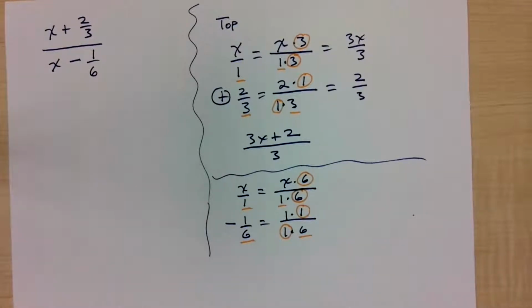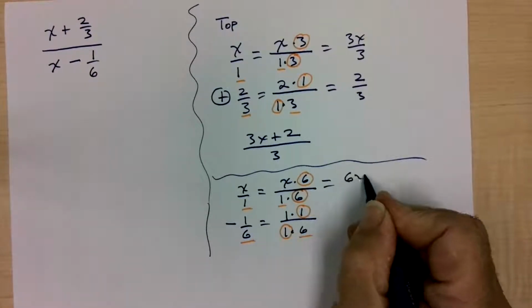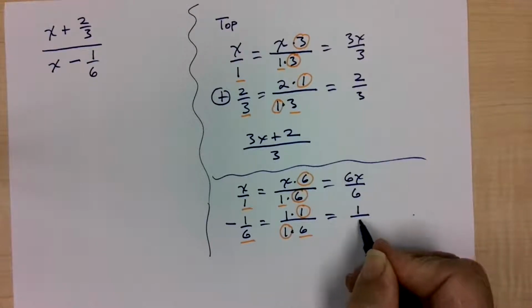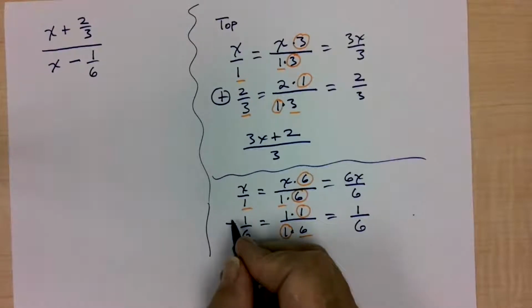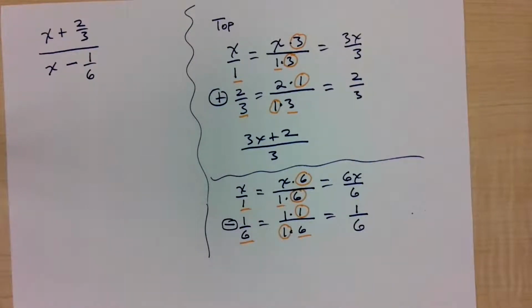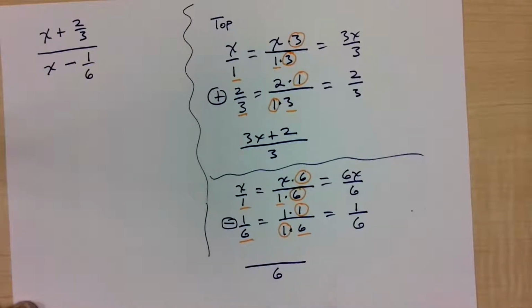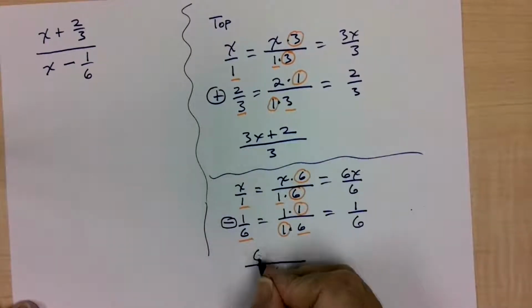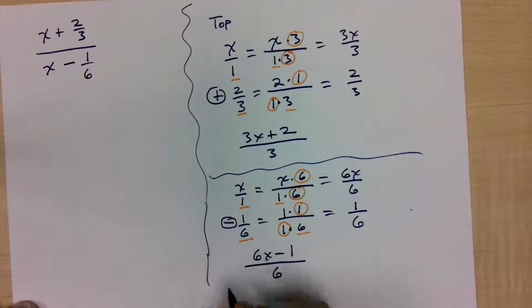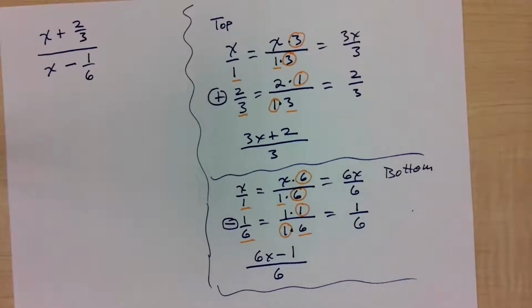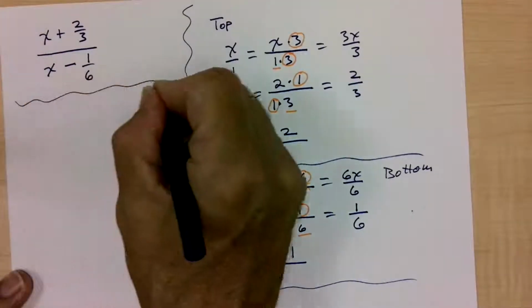We get 6 times x is 6x over 1 times 6 is 6. Here we have 1 times 1 is 1 over 1 times 6 is 6. Now the sign between them is minus, so we're going to make a single fraction with a denominator of 6. And it will be 6x minus 1 over 6. So we have the top simplified, we have the bottom simplified. The next thing we need to do is take top divided by bottom.